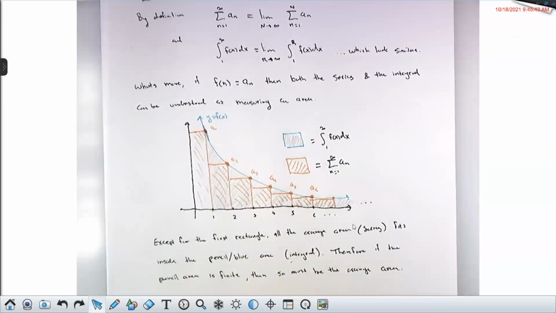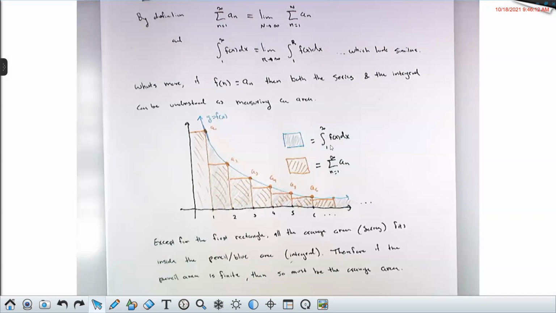Either one of these areas could be infinite, right? Since this pencil area goes off forever and ever, it's possible that that's infinite. The orange area also goes on forever and ever. There are infinitely many rectangles. I just didn't draw them all because my hand would get tired, because infinity. So either one of these areas could be finite or could be infinite. And our goal is to figure out whether the orange area is finite.